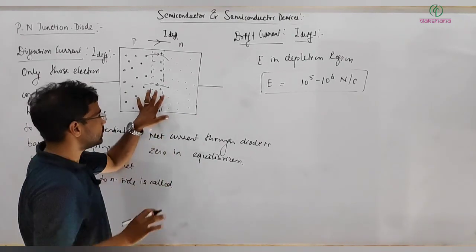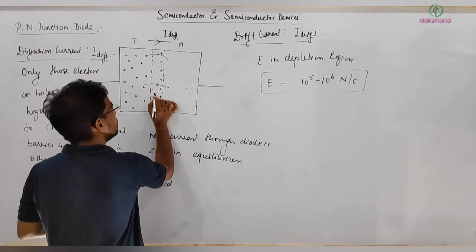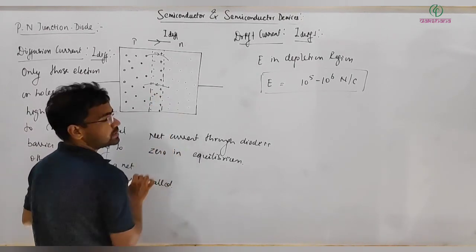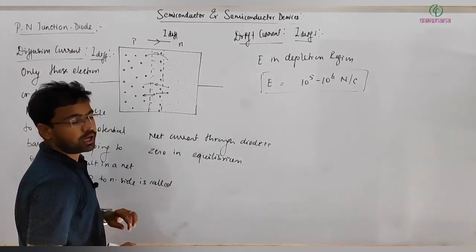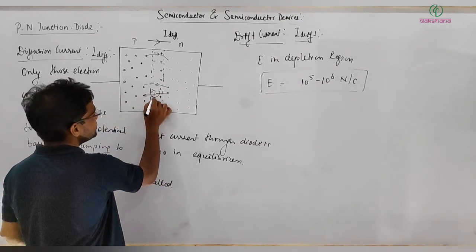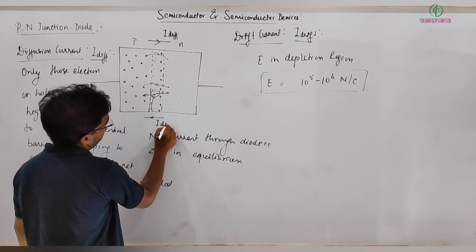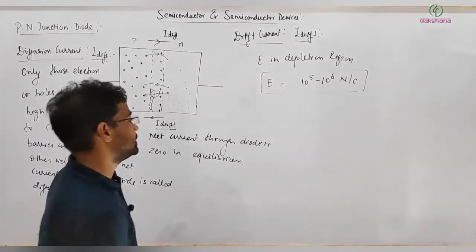Here there is no electron-hole pair, but when one bond breaks, one electron and one hole will be generated. The electron will be pulled this side and the hole will be pulled this side. So due to this, there will be a net current on this side, and this is termed as drift current, is it?